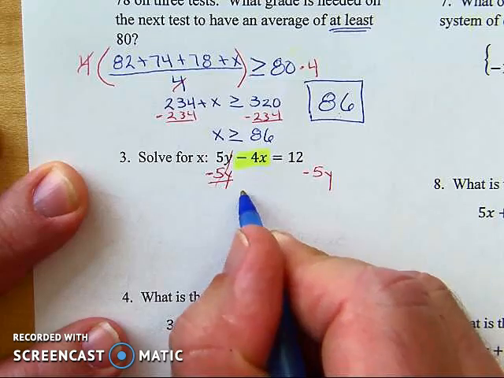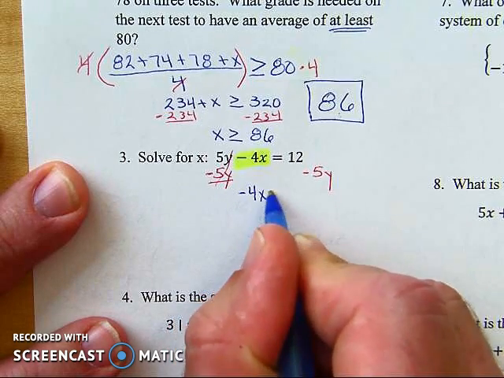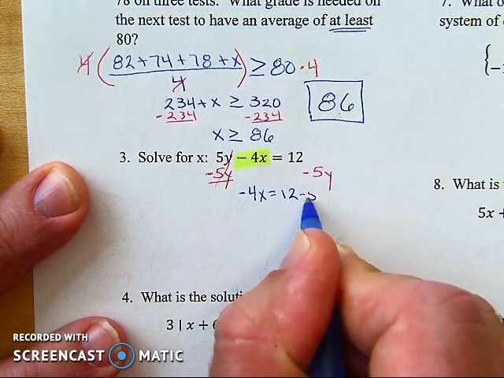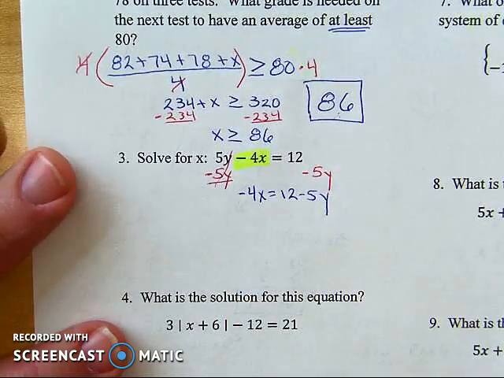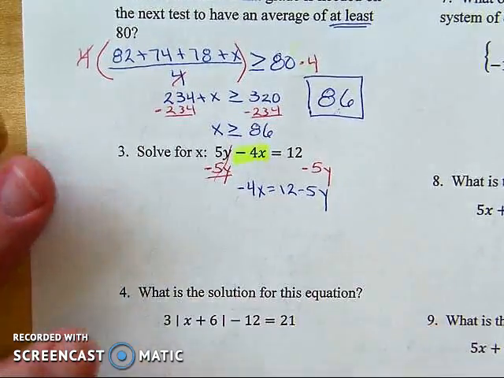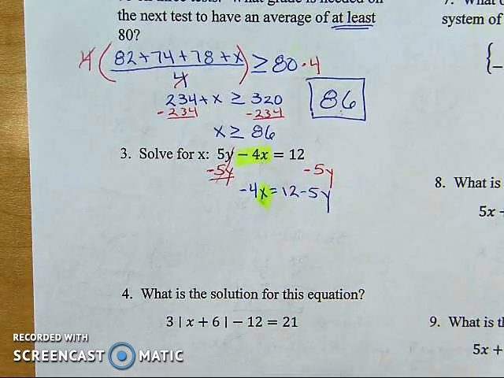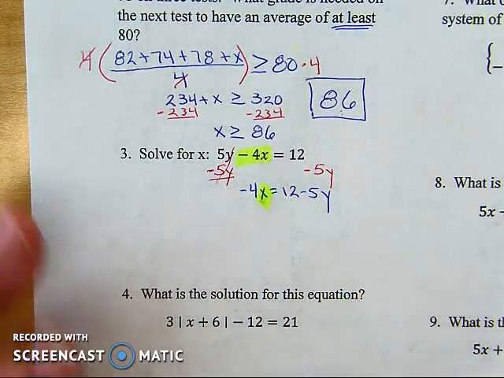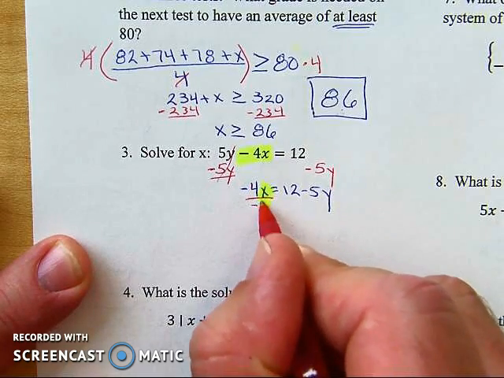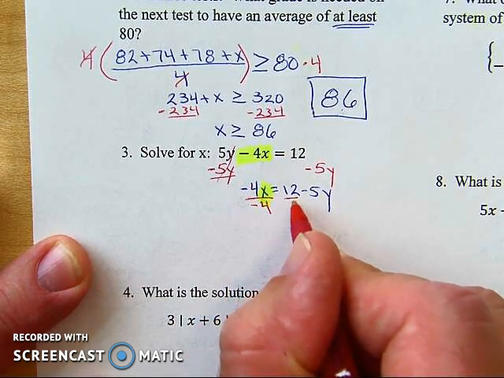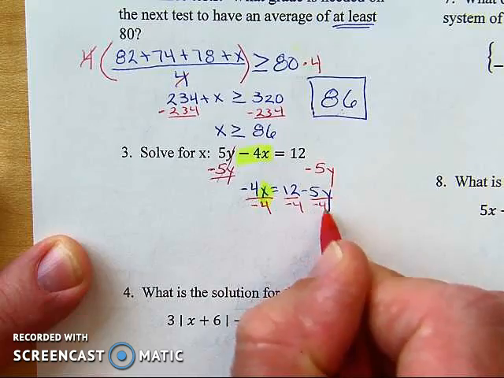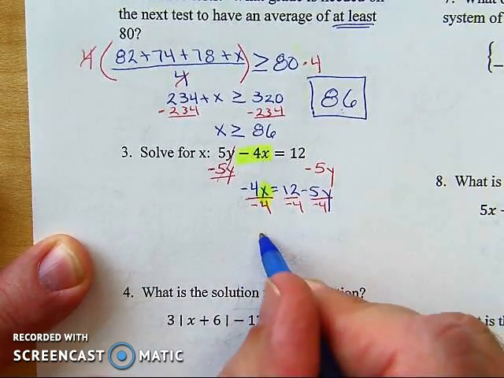All right, so I have negative 4x is equal to 12 minus 5y, and now I want to get that x term by itself, and it's being multiplied by negative 4, and the opposite of that would be division. So I'm going to divide by negative 4, and that'll give me my answer.